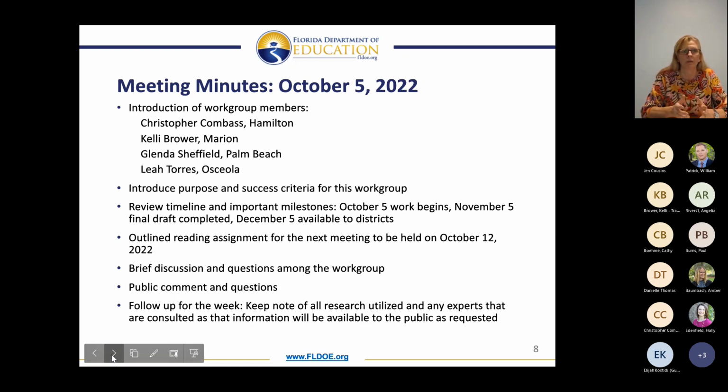We went through the purpose and success criteria that we just reviewed. We reviewed our timeline and our important milestones. We're working towards having a final draft completed by November 5th and having a fully approved definition by December 5th. You have to have a timeline when you're doing anything, so we may have to adjust. But as of right now, we have 3 scheduled meetings to meet that deadline.